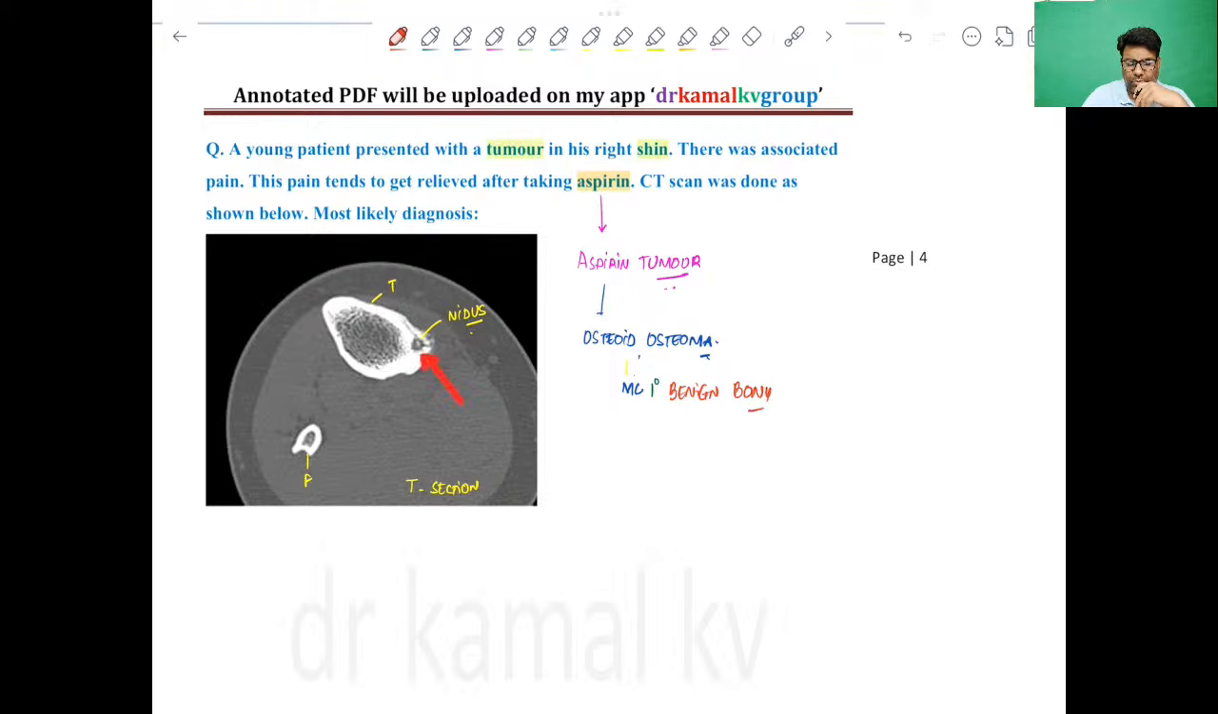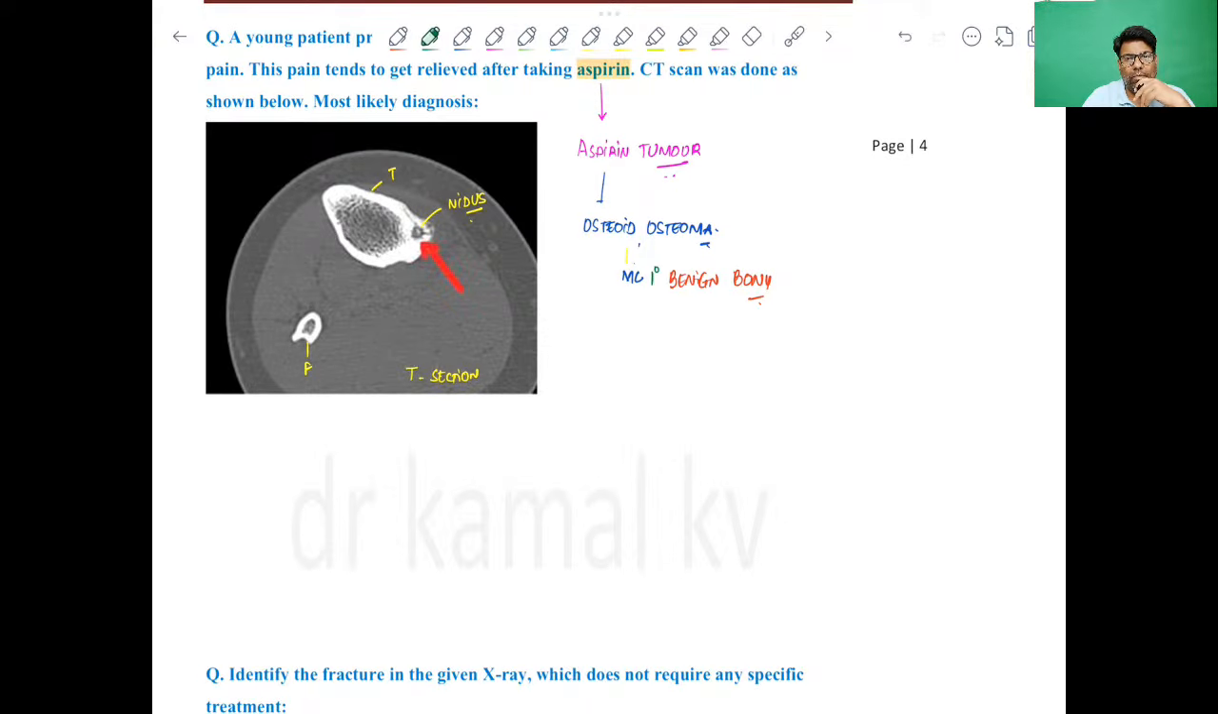Clear? So osteoid osteoma, and the classical presentation is that the moment the patient takes aspirin, the pain is relieved, and that's why it is known as aspirin tumor. So we can see the tumor in the cortex, and classically the lesion is described as a nidus.